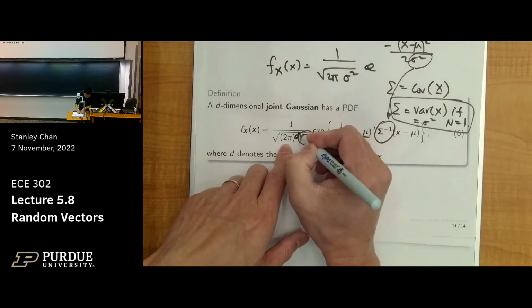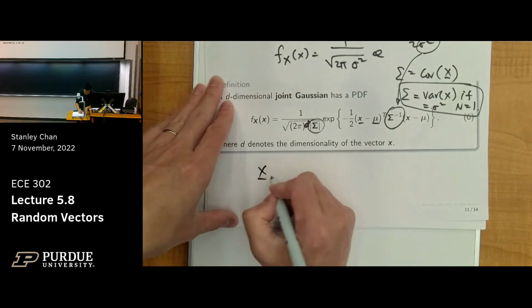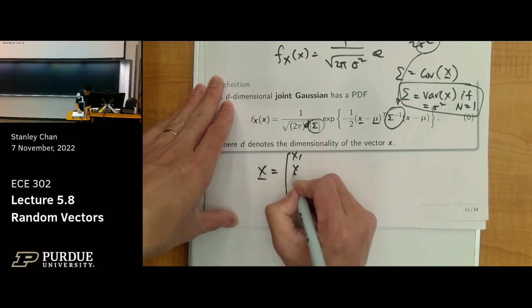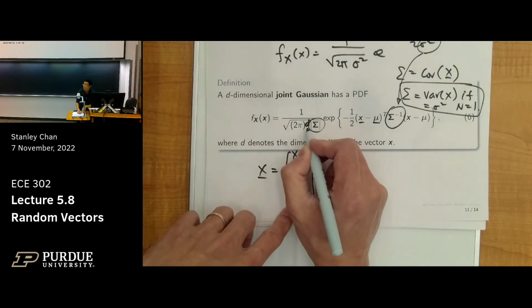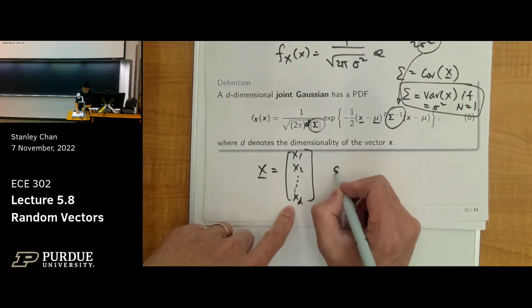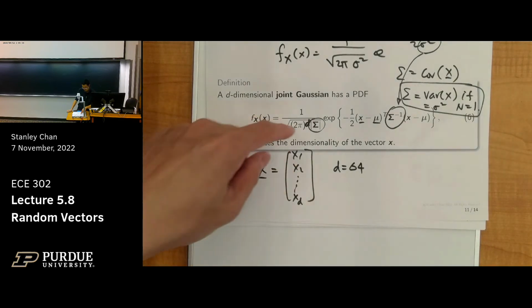There is a power d here. D is the dimensionality of your vector. So if your vector x is x1, x2, all the way through xd, then d will be here. In our problem, d will be 64. 64-dimensional vector, so you have d equals 64.